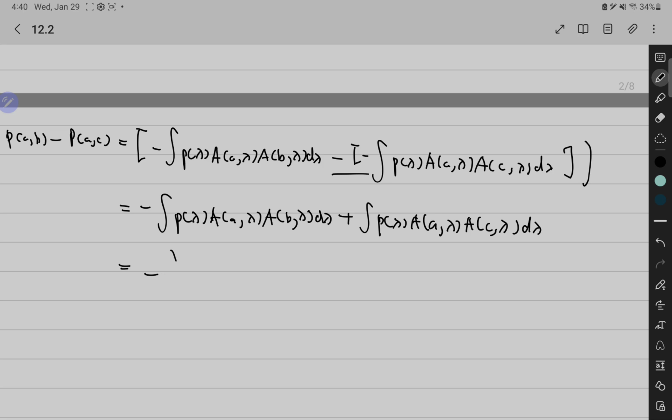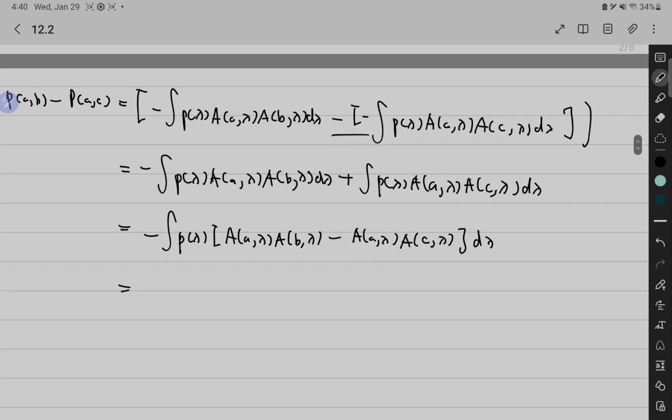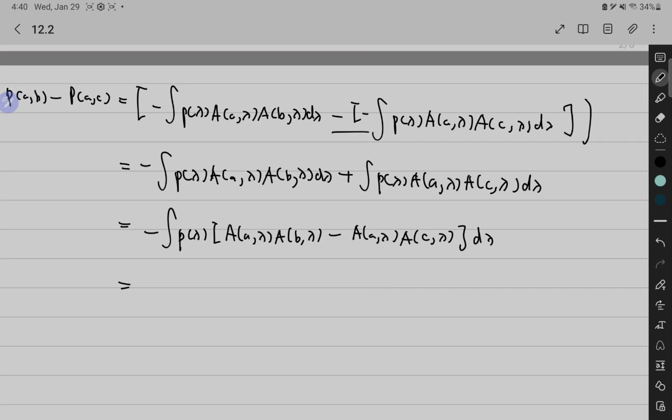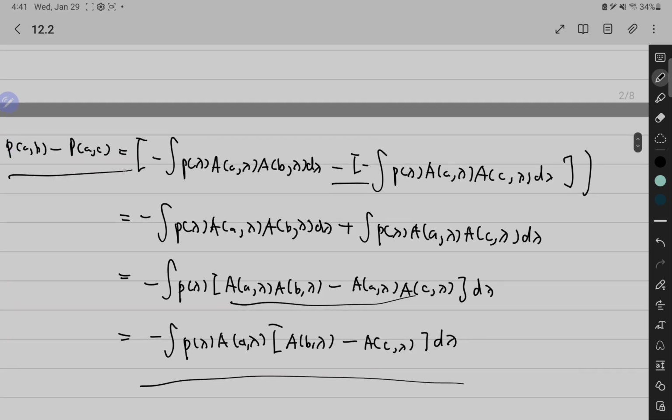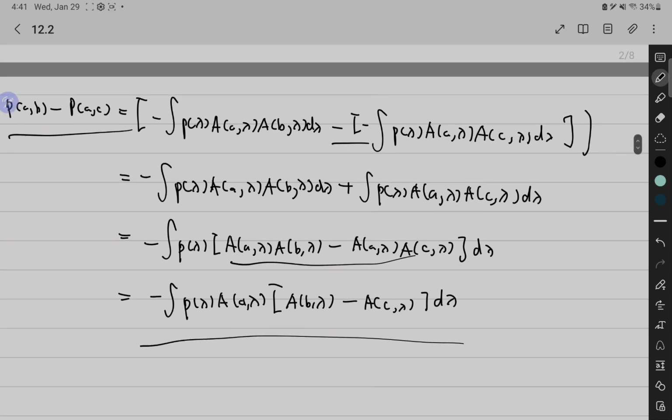So right now this then becomes negative integral. So we want to group up the like terms. I'm just doing algebra here, and you guys should be familiar with it, right? I simply just group the terms here. So I made the two individual integrals into one, and this is going to be equal to negative integral P lambda A lambda, right? You just take the A lambda out again from this equation, then you have A B lambda minus A C lambda D lambda. So this is what we have for PAB minus PAC, where C is another unit vector, just like B and A.